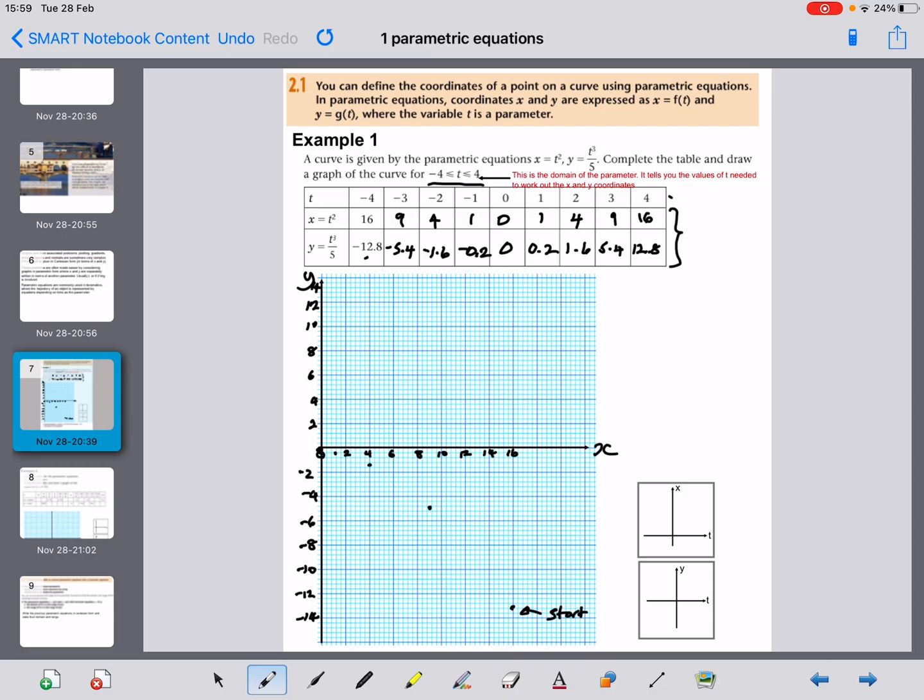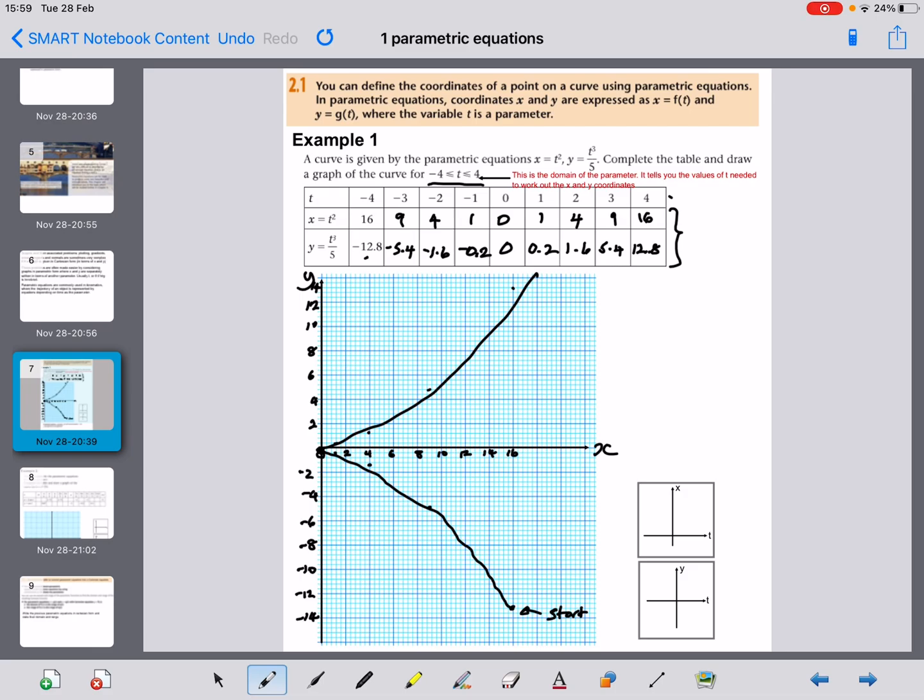Then it goes to the origin. When x is 1, y is 0.2. When x is 4, y is 1.6. When x is 9, y is 5.4. When x is 16, y is 12.8. Okay, so it starts here at 16, minus 12.8, and then the graph, as t increases by 1, goes to the origin and then goes up there like that.